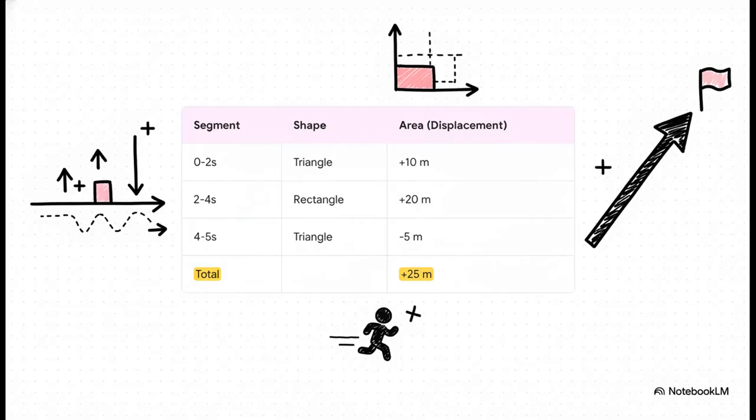So, to find the total displacement for the whole trip, we just add up the areas from each segment, keeping our new rule in mind. That first triangle gives us a positive 10 meters. The rectangle adds another positive 20. But that final piece is below the axis, so we subtract its area of 5 meters. What's the final displacement? 10 plus 20 minus 5 is 25 meters from where it started.